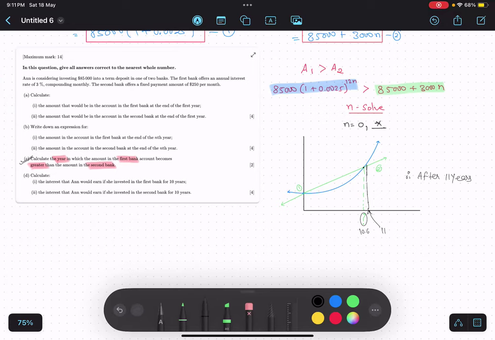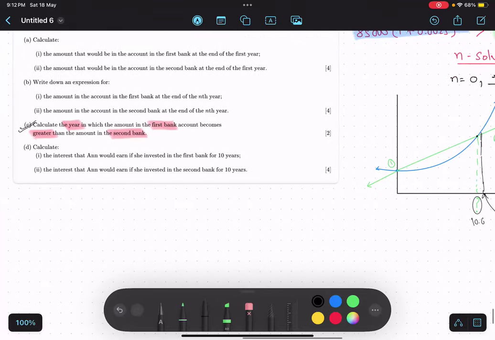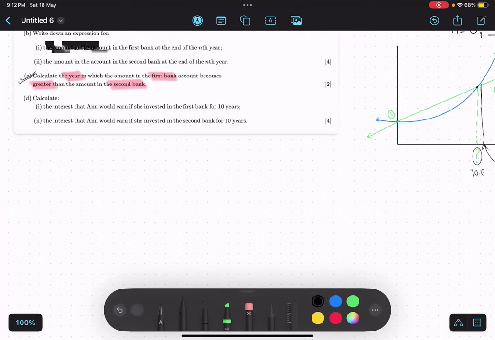Now, shall we move on? I'll give you time to take screenshot and do it later on. Okay. Next question is, calculate the interest that Anne has earned if she invests in the first bank for 10 years. Now they have given us 10 years and they are only asking interest. So do you know the formula for interest? Interest is the final amount minus my principal. Basically, in terms of GDC, it is final value minus present value. Is that thing clear? Yes, sir.